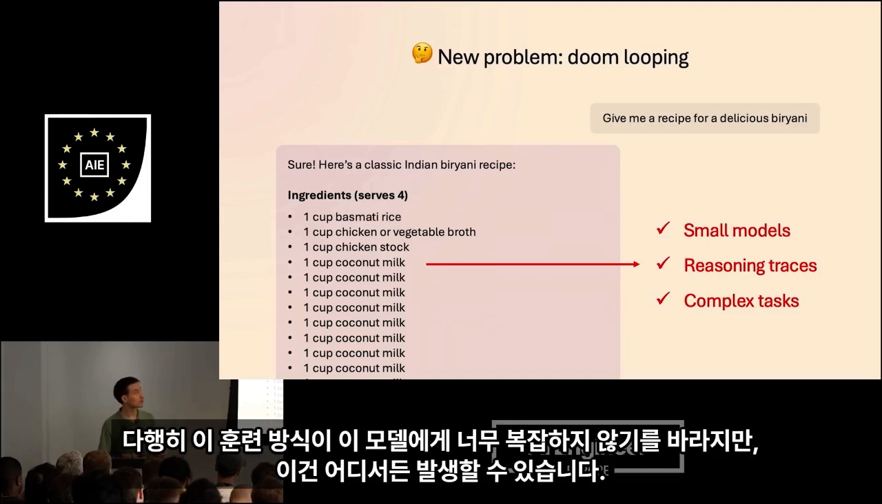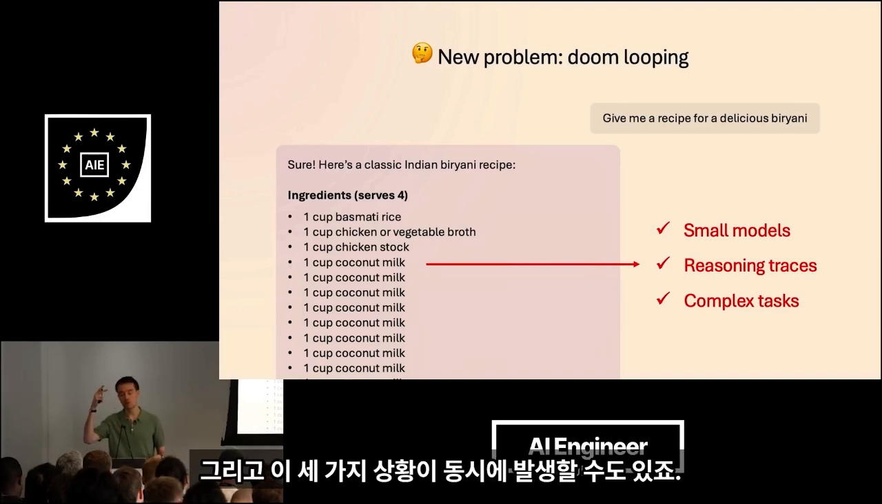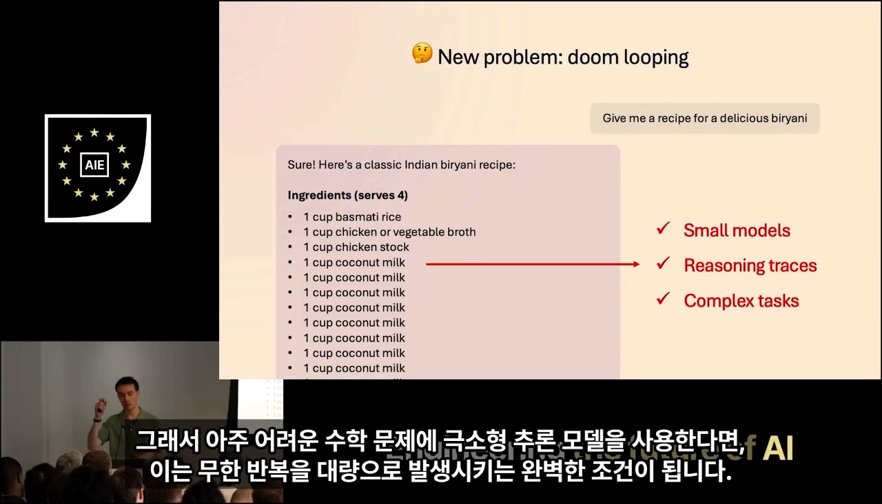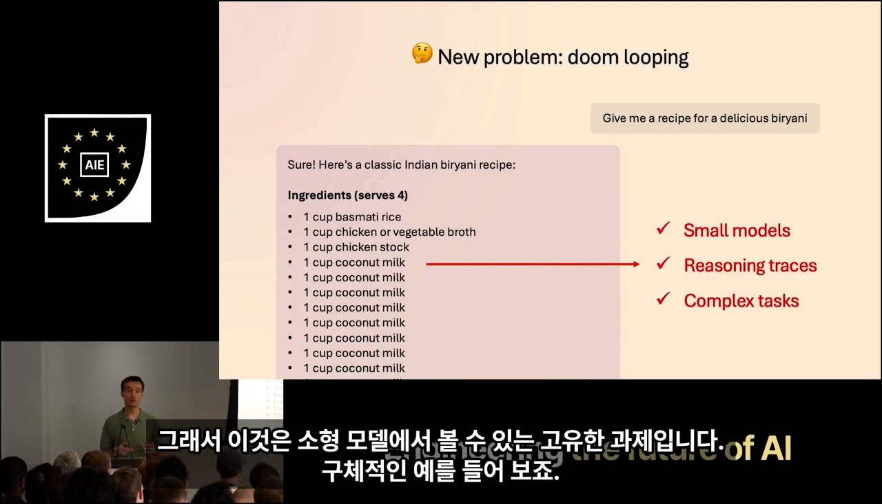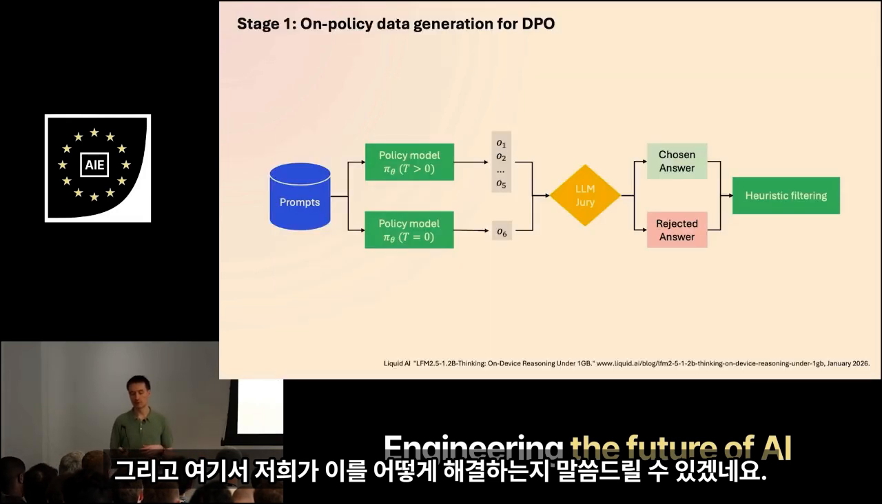Hopefully this recipe is not too complex for this model, but this can happen anywhere. And if you have the three of them at the same time, like a tiny reasoning model on a super difficult math task, this is the perfect recipe to have a lot of doom loops. So this is a unique challenge that you find with small models. To give you a concrete example, I can talk about how we solve it.